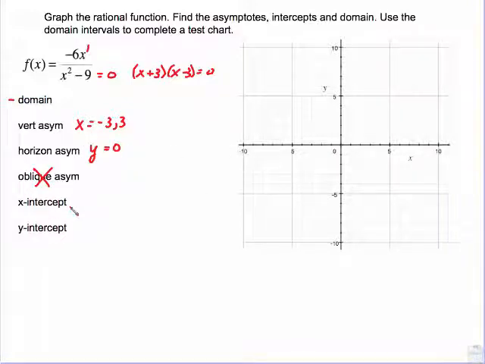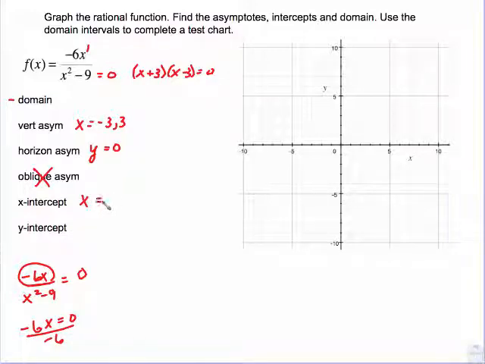The x-intercept, recall to find the x-intercept, you want to set the whole function equal to 0. So set this whole function equal to 0. But now think about something. If this fraction is equal to 0, what's making it equal to 0 is just the numerator. So the shortcut for finding the x-intercept is to set the numerator equal to 0 and solve. Divide both sides by -6 will give you x equals 0 as your x-intercept. But we want to write that as the ordered pair (0, 0).